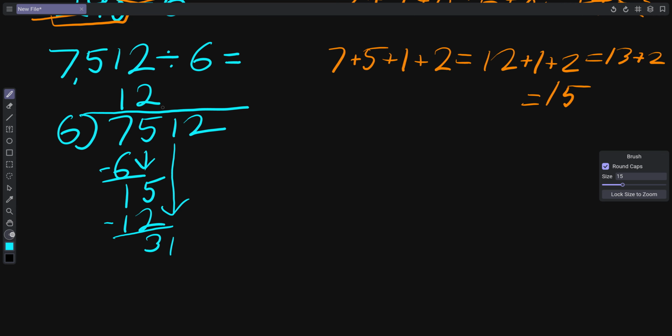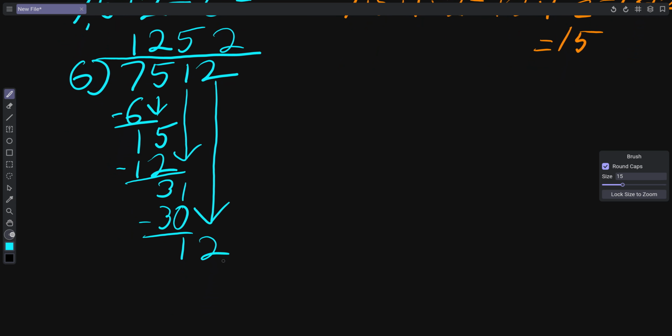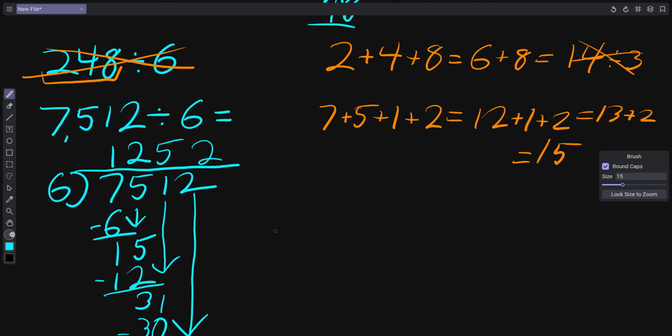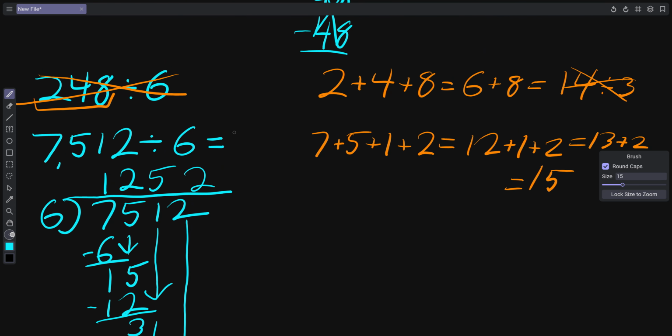6 will go into 31 5 times. 5 times 6 equals 30. And 31 minus 30 equals 1. Finally, we drop down the 2. 6 will go into 12 2 times, and 2 times 6 will give us 12. This is just going to cancel out, and we are left with our final answer, which will be 1,252.